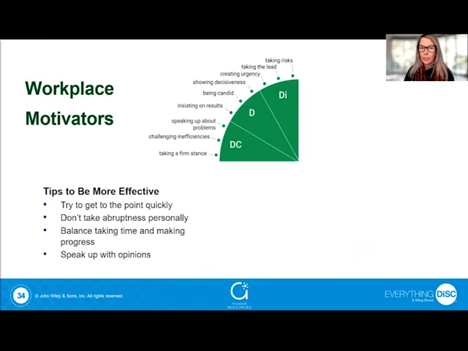And so if you understand that about them, you can also understand, hey, here are some tips so that you can work more effectively with that person. You can better understand them, and you can be more effective in perhaps how you show up in the complex teams that you work on. So each one of the DISCs has those different motivators.